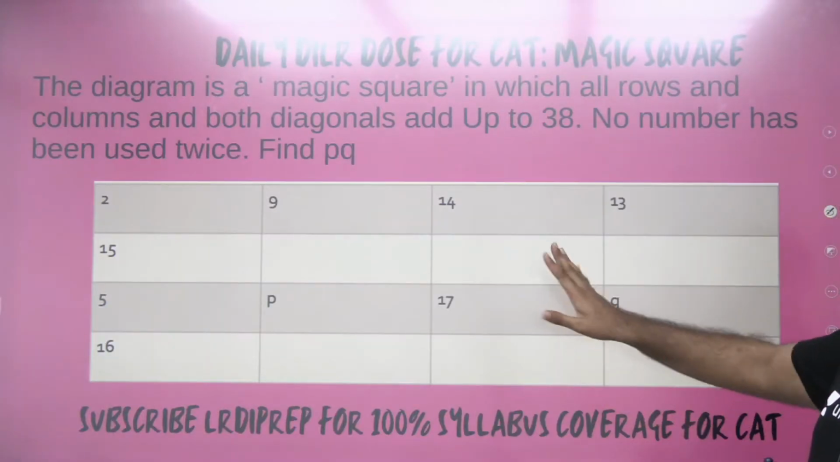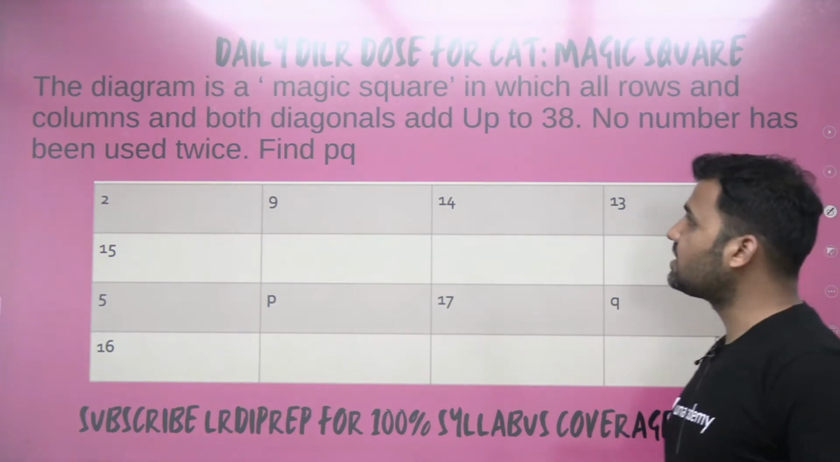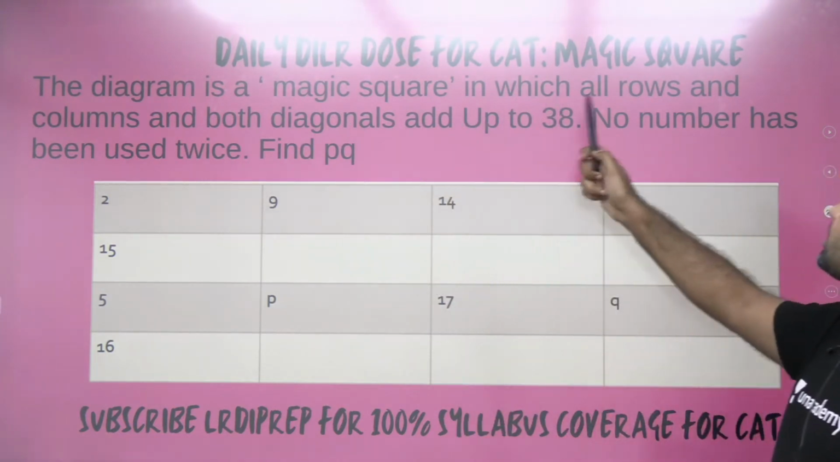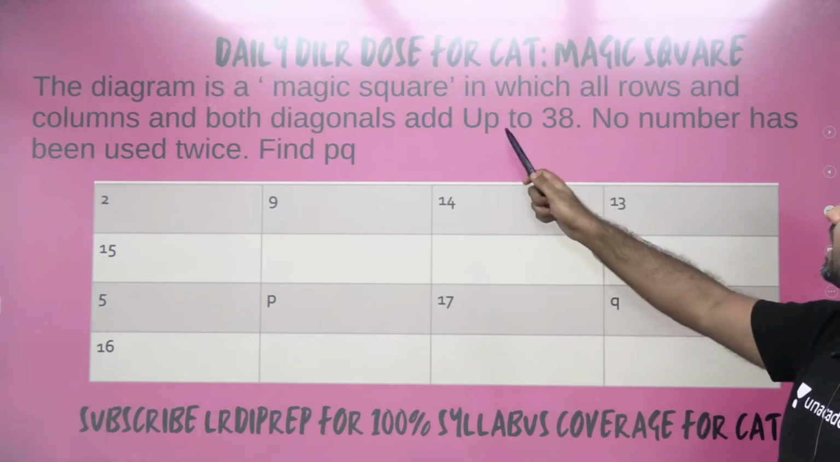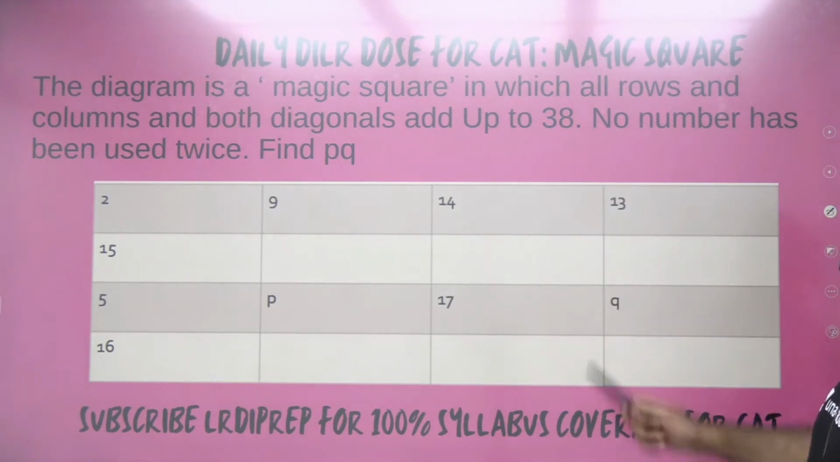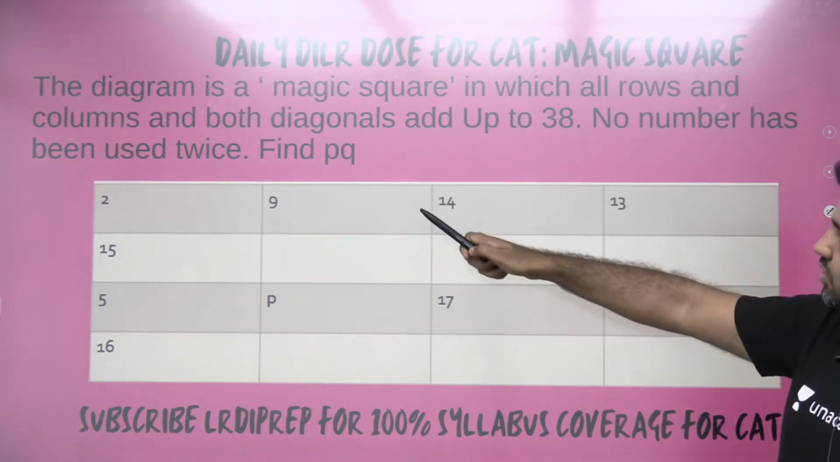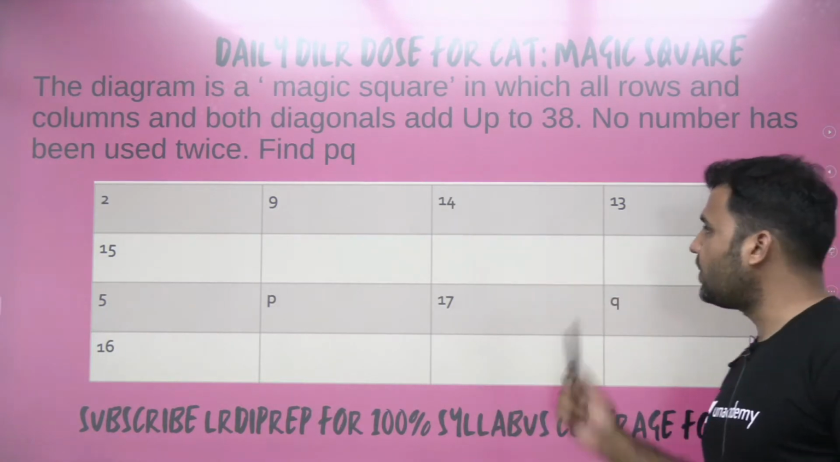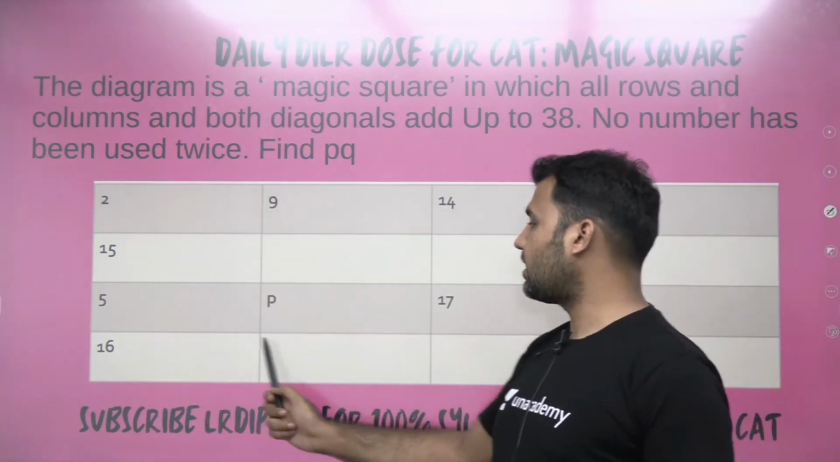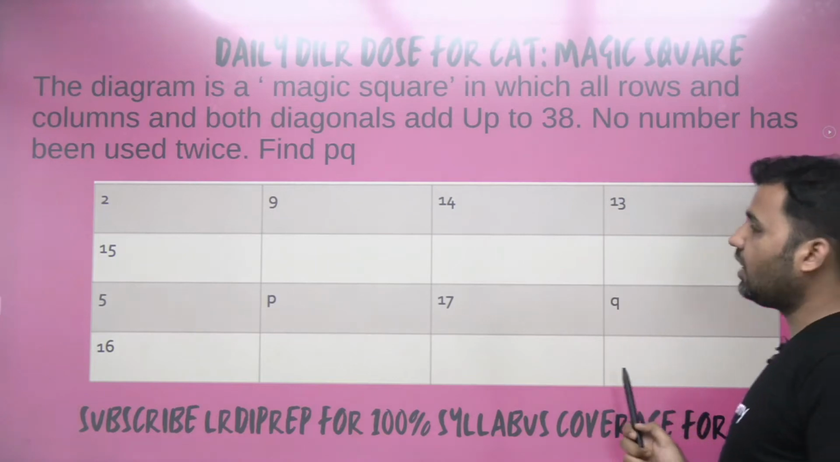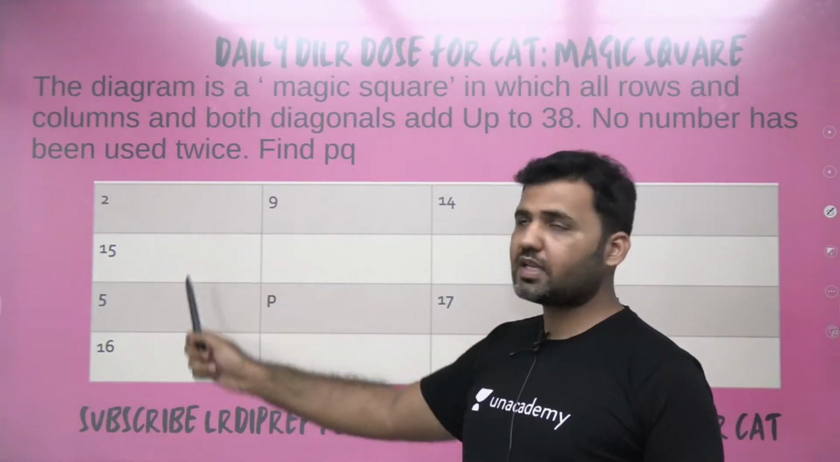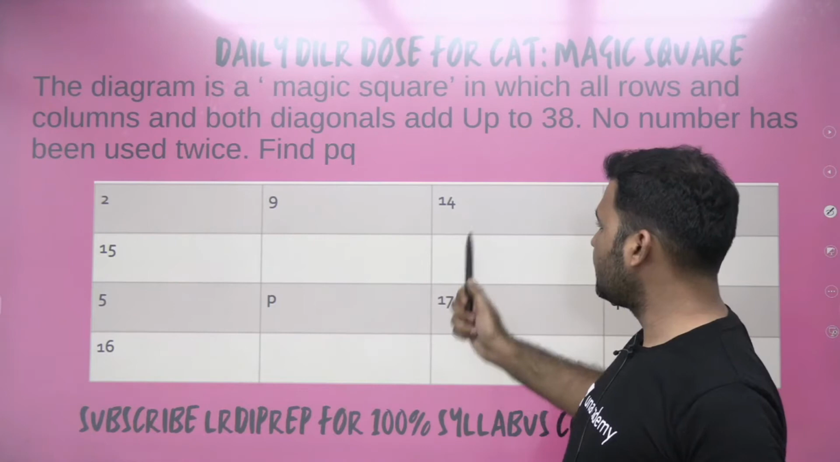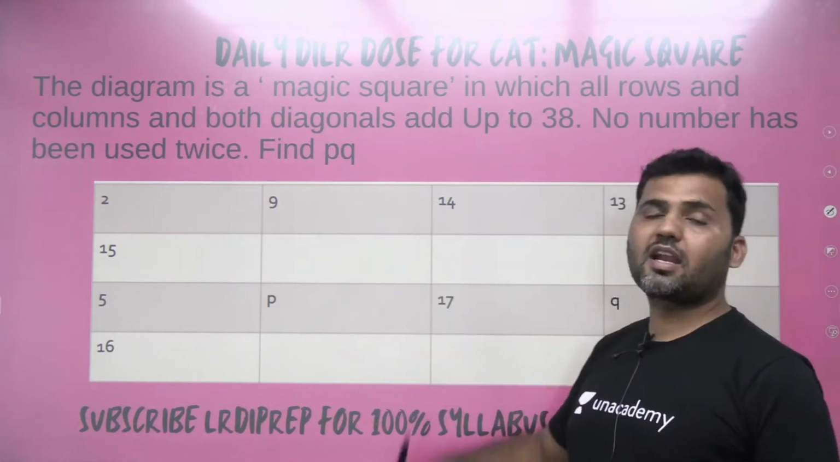Now look at the set here that we are supposed to discuss. It says the diagram is a magic square in which all rows and columns and both diagonals add up to 38. No number has been used twice. Find PQ. So we have this magic square, and in this magic square all the values, row wise, column wise, should add up to 38.